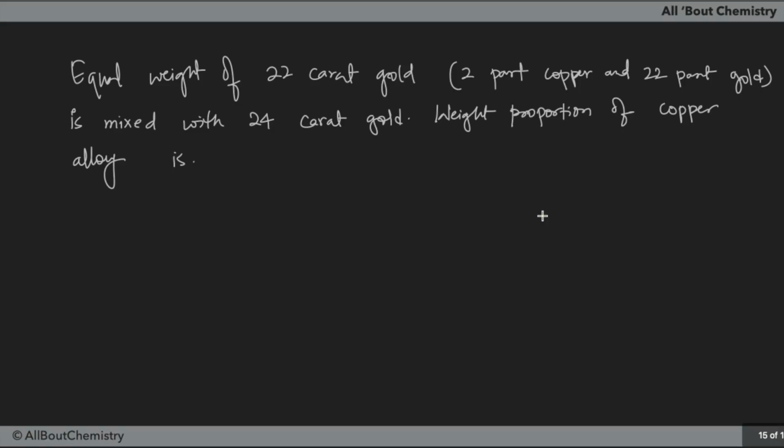Okay, let's take the last question of this video, which I remember. This is the last one which I remember, right? So it says equal weight of 22 karat gold, 2 part of copper and 22 part of gold, is mixed with 24 karat gold. Weight proportion of copper alloy is... So the answer was in different proportion, something like that. So basically 24 part, you have 2 part of copper and you have 22 part of gold, Au. And then you are adding 24 karat gold into it, right?